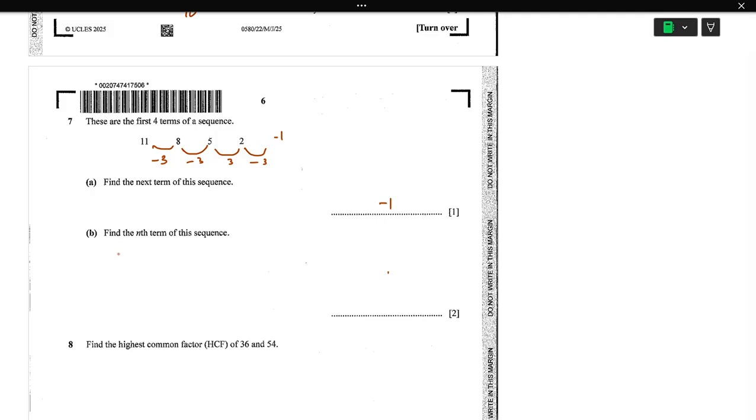Next question, find the nth term of the sequence. For the nth term, the formula is an equal to a plus n minus 1 into d. A is the first term here, that is 11. 11 plus n minus 1. D is the distance, it keeps decreasing by 3, so it's -3. So we'll write 11 minus 3n plus 3. I expanded, so 11 plus 3 is 14 minus 3n. The answer is 14 minus 3n.